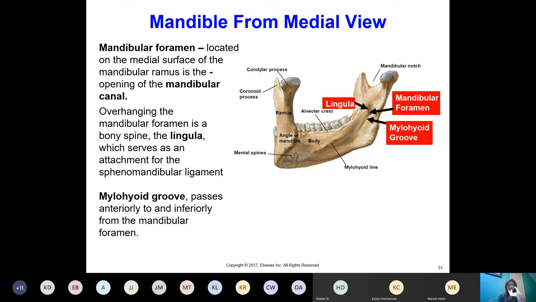So it's going to go out from the foramen and kind of extend anteriorly. It doesn't go very far, but it kind of goes anteriorly.